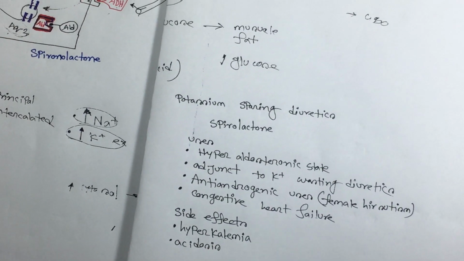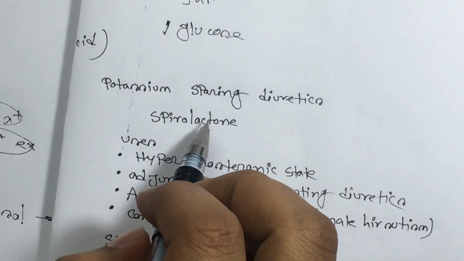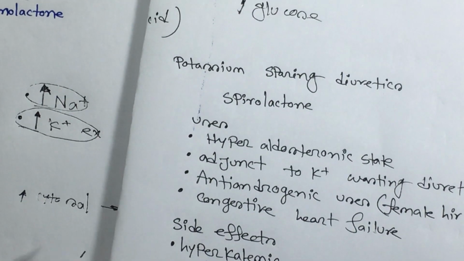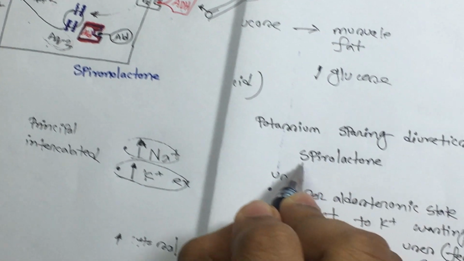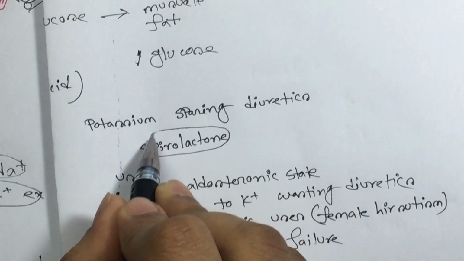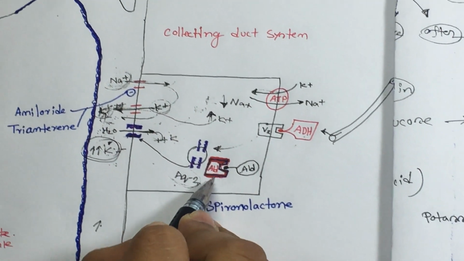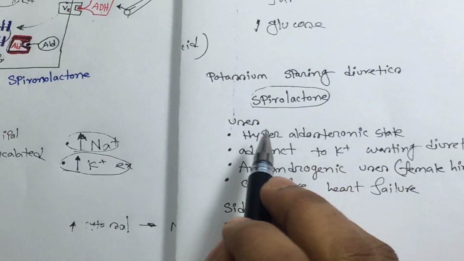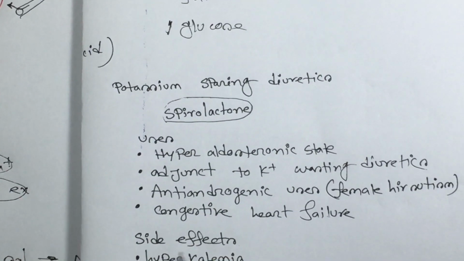So now the discussion is potassium sparing diuretics. Definition of the potassium sparing diuretics: the drug that doesn't promote the potassium excretion. Okay, so we can use the spironolactone as a potassium sparing diuretic because it blocks the aldosterone receptors. So we know how this spironolactone, that means aldosterone receptor blocker, works and its uses and its side effects.